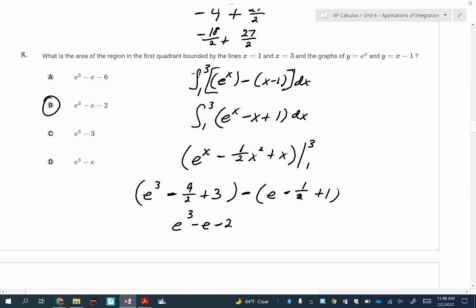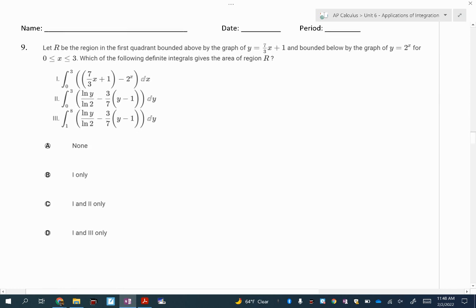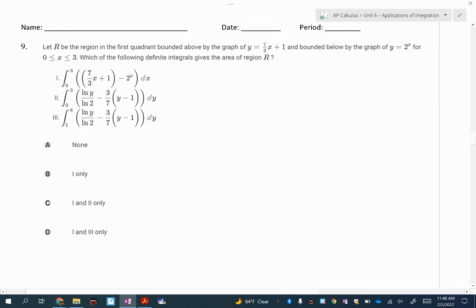Almost there, guys. Remember, going to 13, then I'll be done. Number 9. All right, so we have R is the region that is bounded in the first quadrant by the graph 7/3 x plus 1, and below by the graph of y equals 2 to the power of x for 0 to 3. So let me go to Desmos so we can see how this looks.